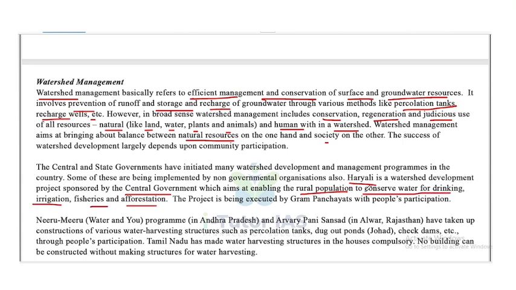So Hariyali is a watershed development project sponsored by the central government. And what is its aim? It aims at enabling the rural population to conserve water for drinking, irrigation, fisheries and afforestation. Now, the project is being executed by Gram Panchayats with people's participation. So that's about Hariyali.